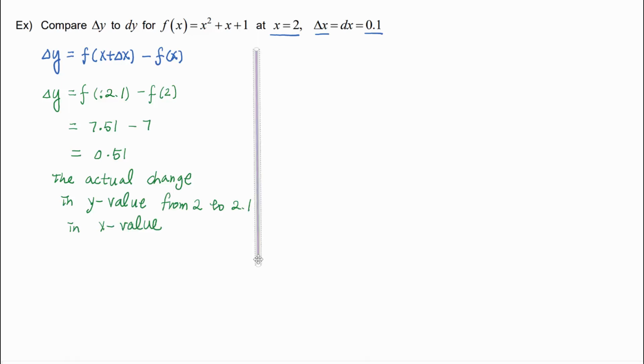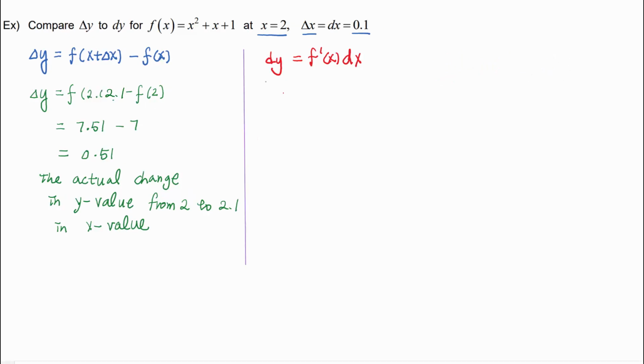Now, let's calculate dy. What is our dy? dy can be calculated by f prime of x dx. If you forget what the dy was, just quickly write dy over dx, which is equal to f prime of x, and then you can multiply both sides by dx. So then you go, oh, that's right, my dy is equal to f prime of x dx. So you can recover that, all right?